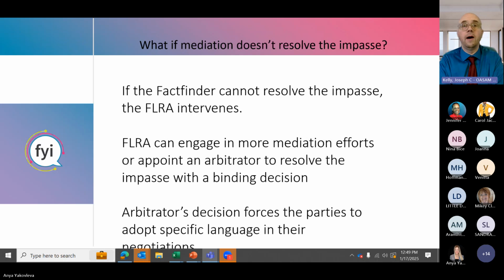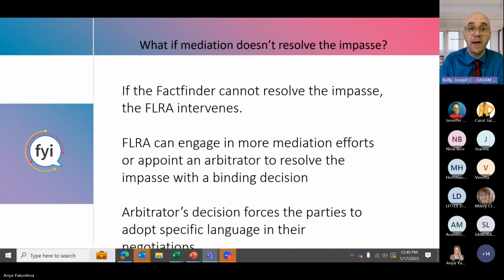All right, so like I said, if the mediation doesn't resolve the impasse and the fact finder can't resolve the impasse, the FLRA intervenes. The FLRA can choose to engage in more mediation efforts if it believes those might be successful, or it can appoint an arbitrator to resolve the impasse. And arbitrators issue binding decisions.